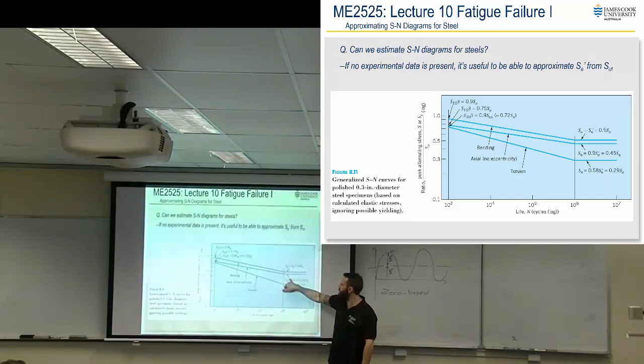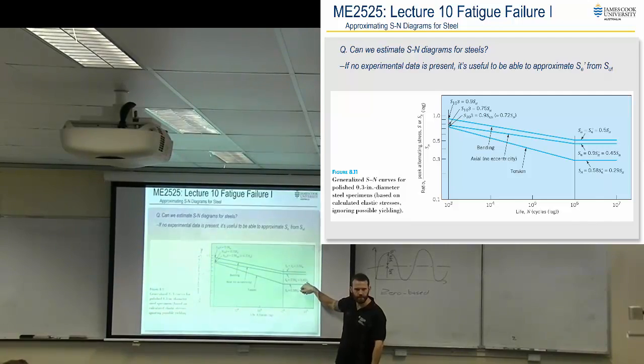And it's less by about 0.9. So that point there is 0.9 times that point, which is 0.9 times S dash N, which is 0.9 times 0.5, which is 0.45 SN. And so that's what that line is.